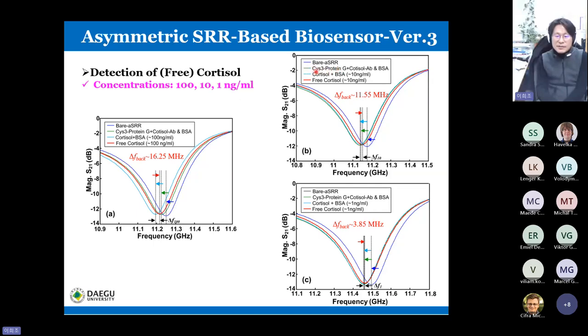The first processing is cysteine-3 protein Z immobilization, and the second is binding cortisol antibody to the cysteine-3 protein G, and the third is binding cortisol with the BSA at three different concentrations. The different concentrations are 10, 1, and 0.1 nanograms per ml.